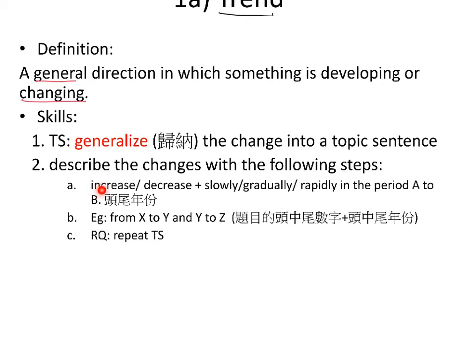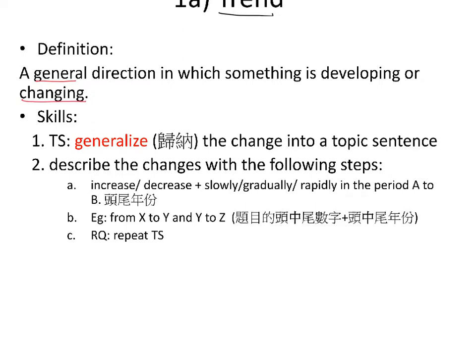Firstly, you should show the increase or decrease, and describe its speed, whether it's increase or decrease slowly, gradually, or rapidly, from period A to period B. And period A and B is stated in the question. Say if the question is from 1914 to 1918, then you should state from 1914 to 1918. Just follow the question.